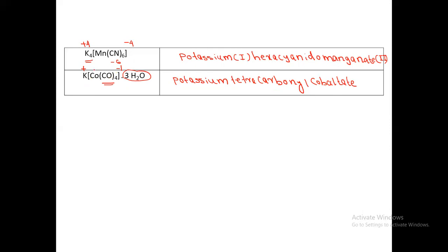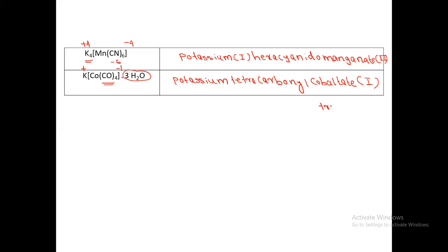So it should be balanced by minus 1, which will be the charge of the complex. Normally metals won't be negative, but maybe the formula is wrong. Whatever is given, you name accordingly. It doesn't matter whether plus or minus, right? Cobaltate 1. Now 3H2O, right?